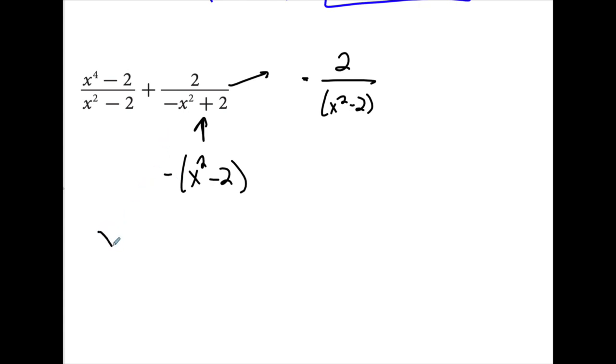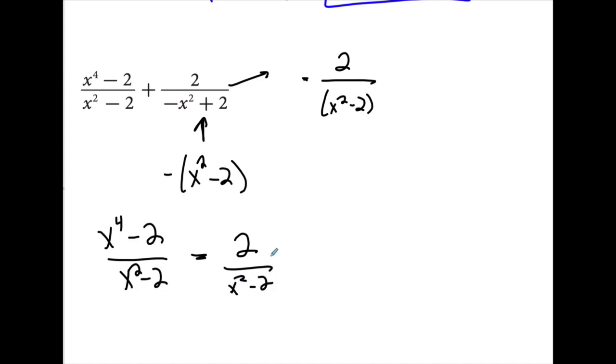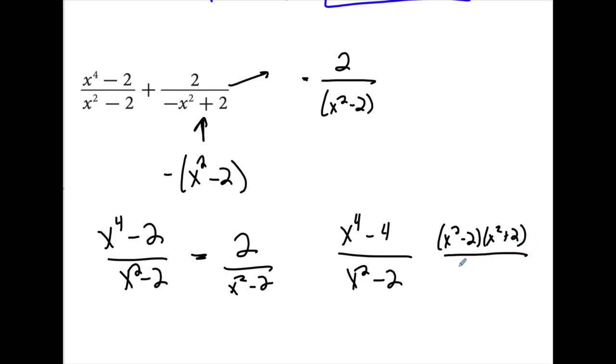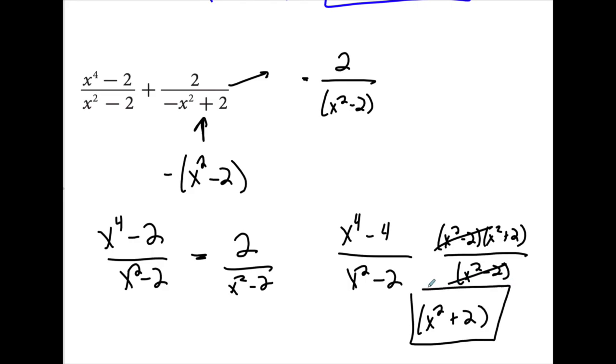So what I'm going to do is turn this into a subtraction problem. x to the fourth minus 2, minus 2 over x squared minus 2. And then it's just a matter of multiplying across. So x to the fourth minus 4 over x squared minus 2. And now I am going to have to clean this up. So this is x squared minus 2 times x squared plus 2 over x squared minus 2. So my final answer when I simplify is going to be x squared plus 2.